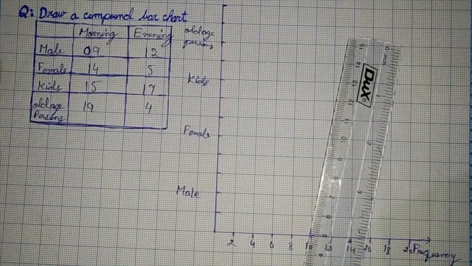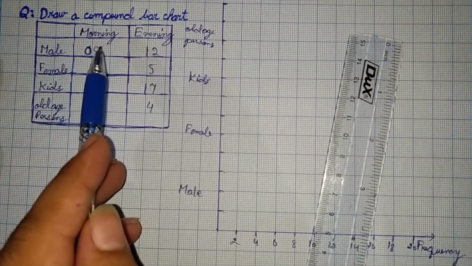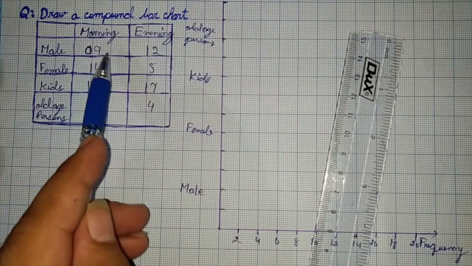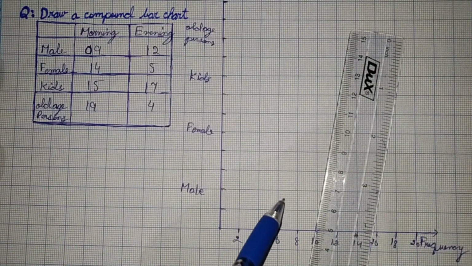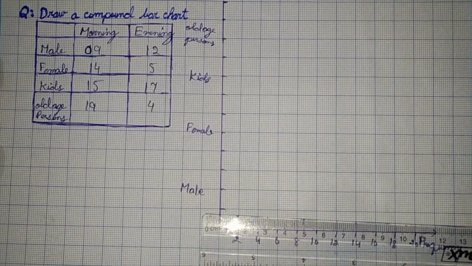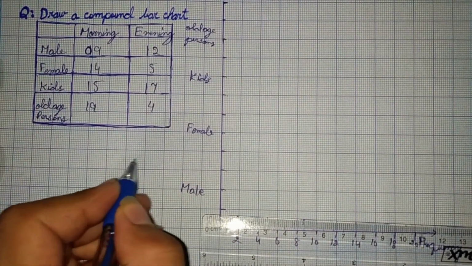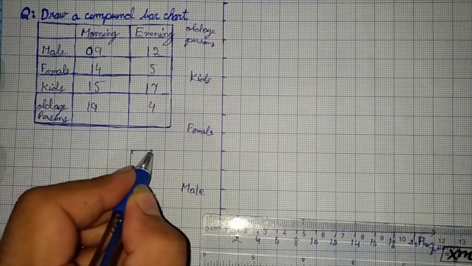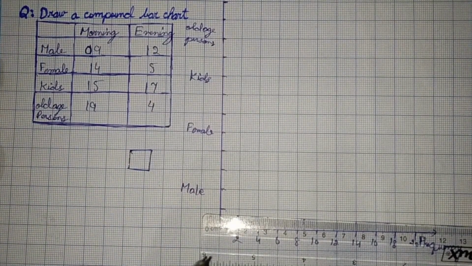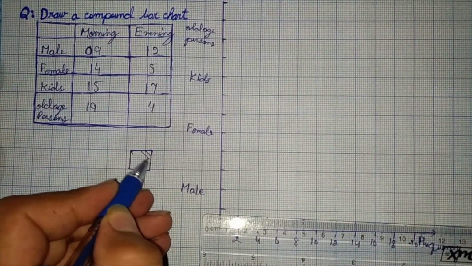Okay, so let's start. Here we have to move in a sequence. We will draw a morning bar first, and then an evening bar. So first of all we have to draw a morning bar. If I want to distinguish the bars here, I can color the bars, or I can use different types of lining.